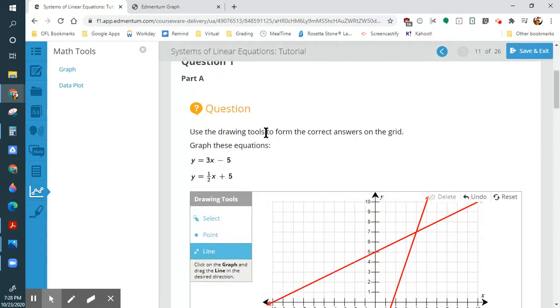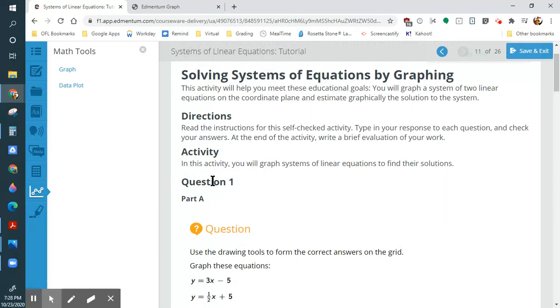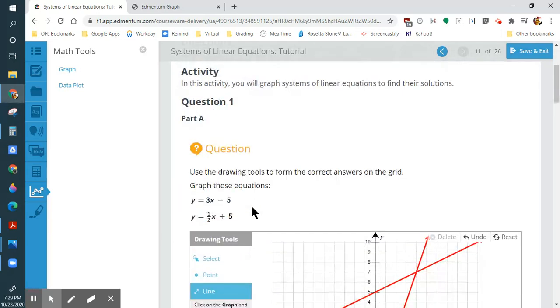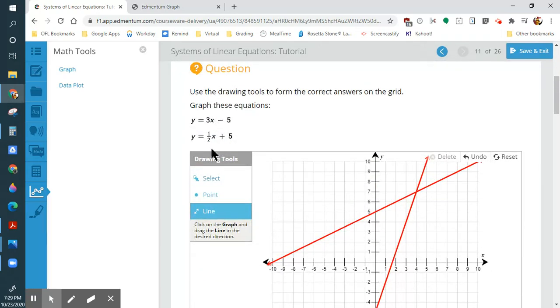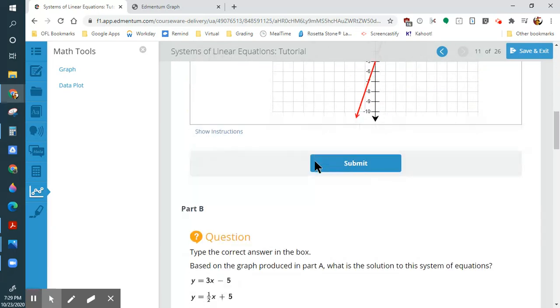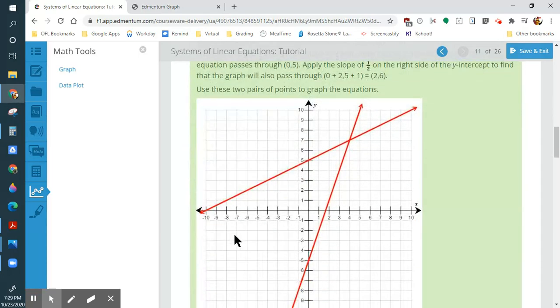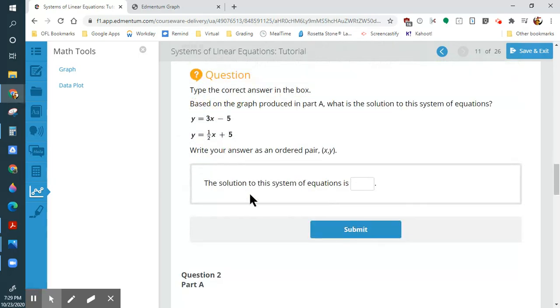And I don't know if this one requires me, some of them require you to actually mark it. This doesn't look like I have to mark it. They're literally just telling me to graph it. Cool. So I'm going to submit that. It's going to tell me I'm correct. And now I'm going to do it again.